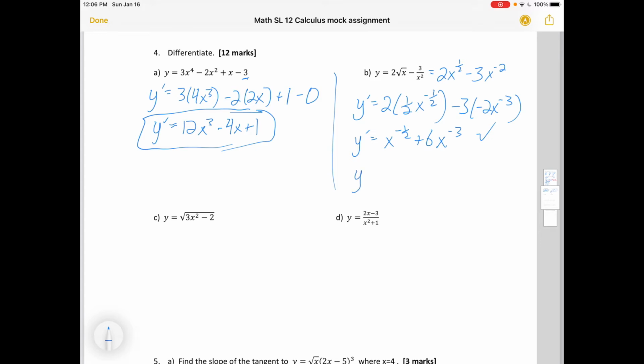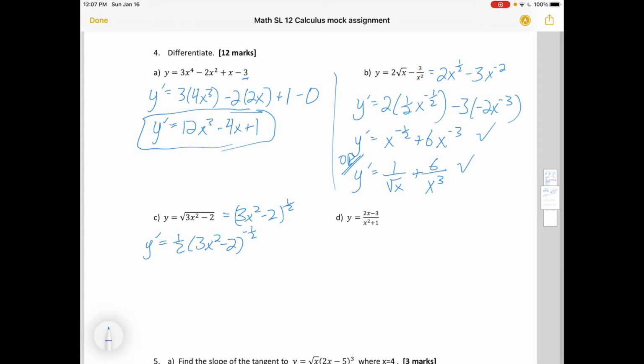Full marks here. If you're feeling fancy, you could write this as 1 over root x plus 6 over x cubed. And that's optional, so either one. For the next one, again, we probably need to write it in exponential terms. Okay. And then when we differentiate, we'll get 1 half (3x squared minus 2) to the negative 1 half.